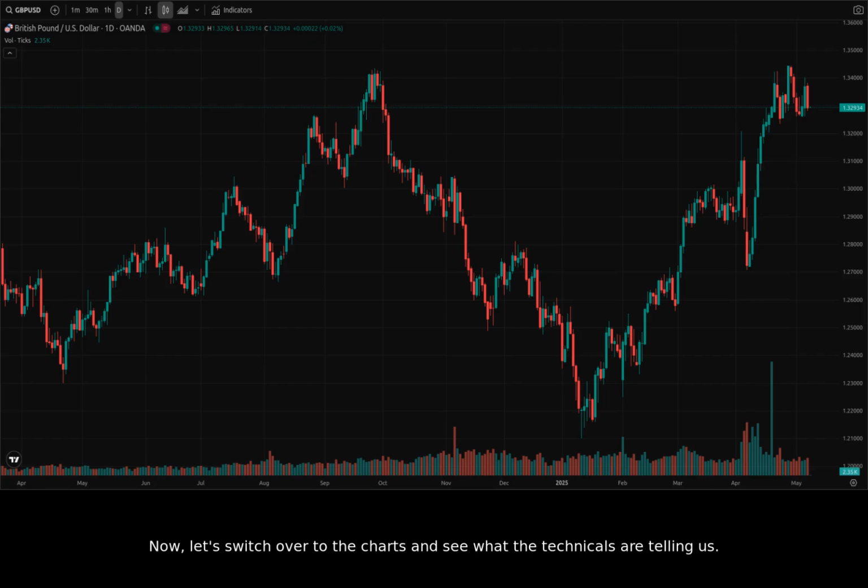Now, let's switch over to the charts and see what the technicals are telling us. We're starting with the one-day chart to get a broader perspective on the recent price action. Looking at the daily chart, we can see BoE has had a volatile past few months. We saw a peak around 1.34 in late April, but it has since pulled back quite a bit.